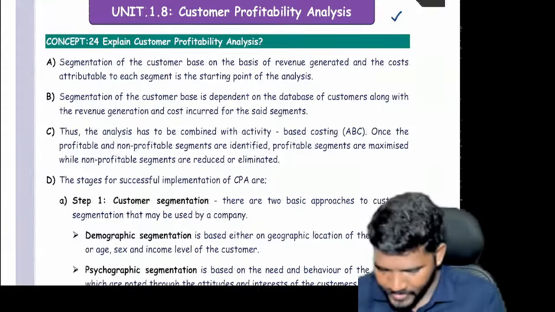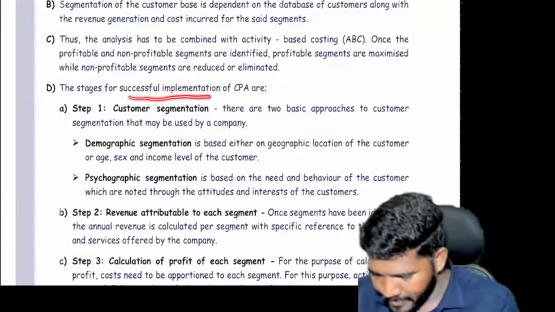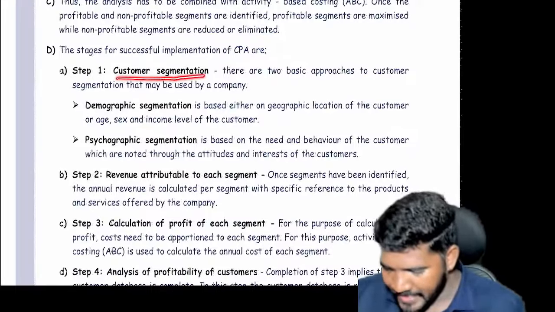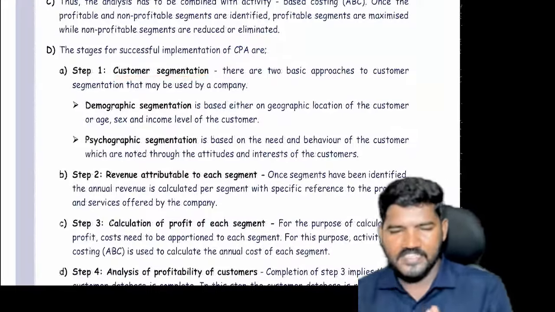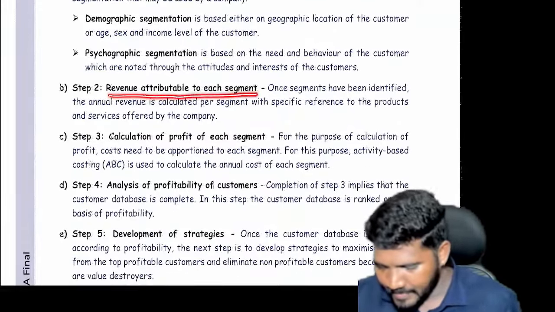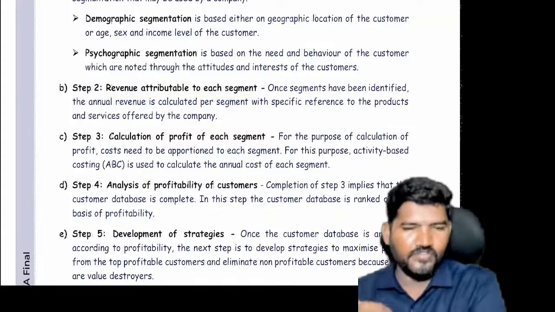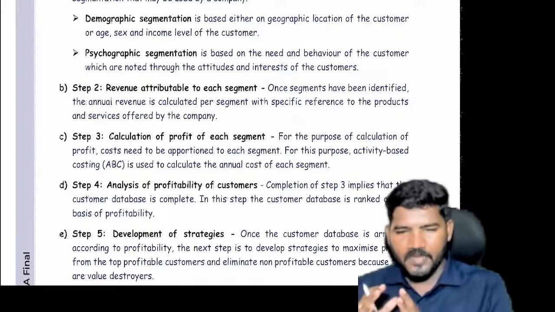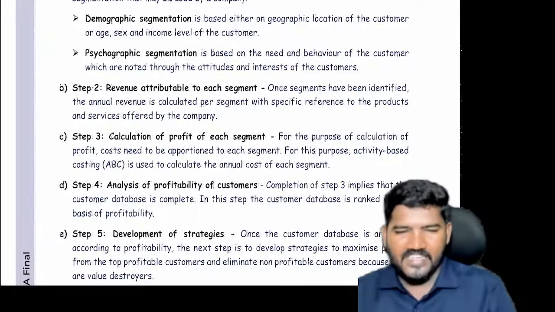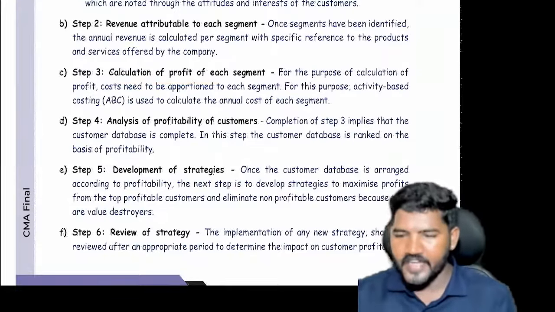Let us check here. Stages of successful implementation of CPA, customer profitability analysis. Step 1, you have to do segmentation. This means differentiating your customer list. After segmentation, review attributes of each segment. How much sales they are doing because of that segmentation. I classified segmentation into 5 types. For every type of customer, how much sales are they doing for my company. Next, calculation of profit. Sales okay, how much profit am I receiving.